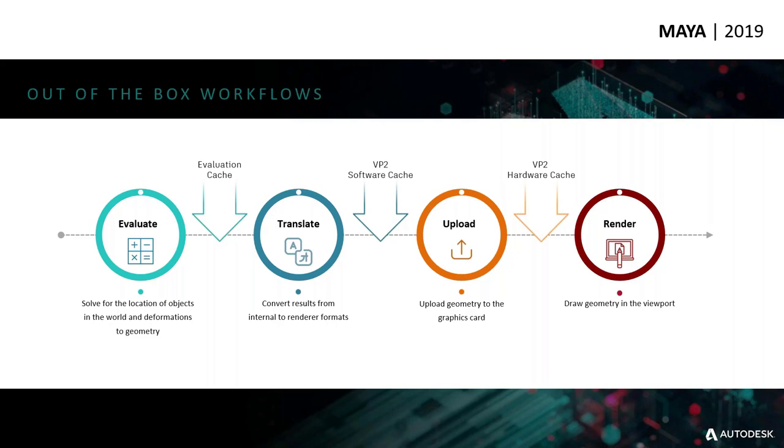The reason we provide these 3 different modes is because it's dependent on your hardware. If you don't have a lot of graphics RAM and your graphics card is not that great, you may not want to do a hardware cache, a VP2 hardware cache. You may just want to do a simple evaluation cache and then leave the rest for later. Or you may want to go all the way and just go ahead and convert everything to the most optimized format possible because you've got a big bad graphics card with a lot of graphics RAM. So we provide these as options, basically, so that you can choose the one that is best suited for your hardware configuration, is essentially what it boils down to.